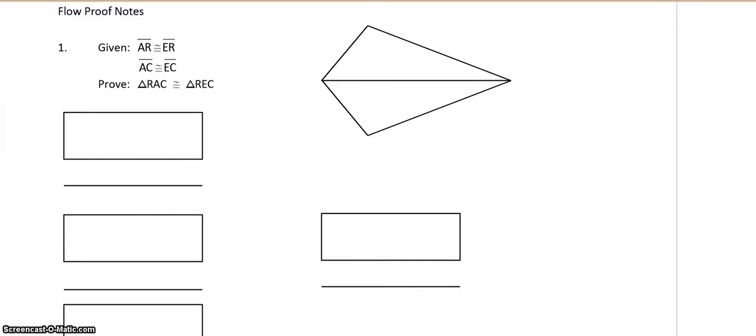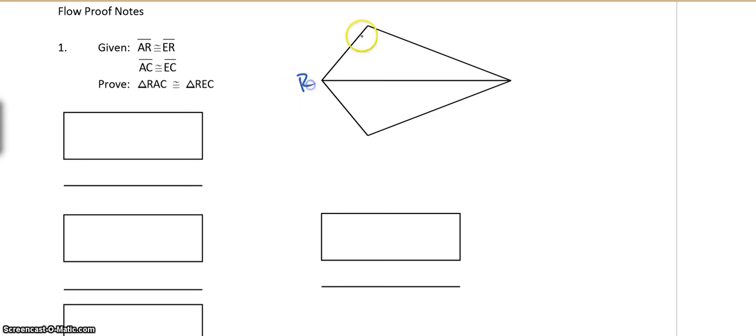Today we're talking about flow proofs. Flow proofs are exactly like two-column proofs. It's just another method of communication, another way to show your work, another way to communicate these geometric topics in a new format. So be able to represent it in multiple ways and do it like this as well.